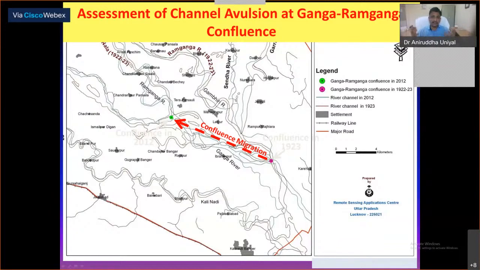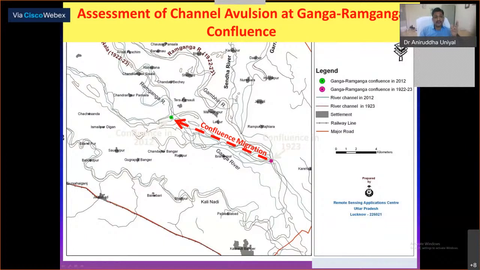Hundreds of hectares of land were eroded. There has been severe bank erosion, and this channel erosion still poses a threat to many more villages. One more important thing is that the Hajira Bijapur Jagdishpur gas pipeline also passes through this area.